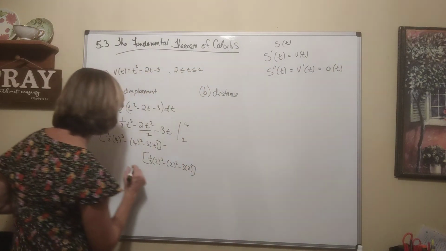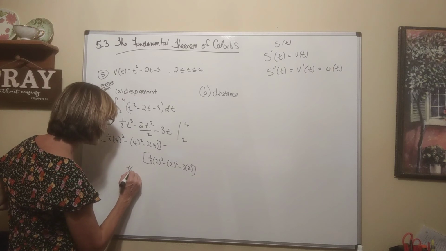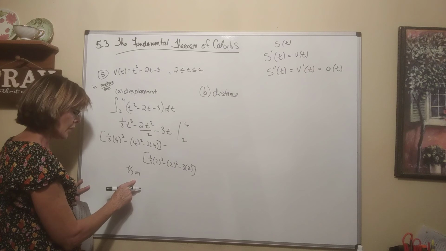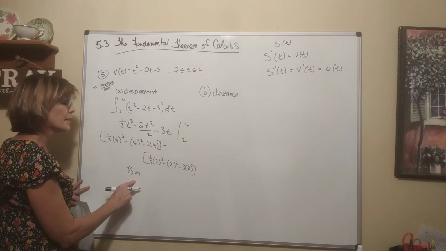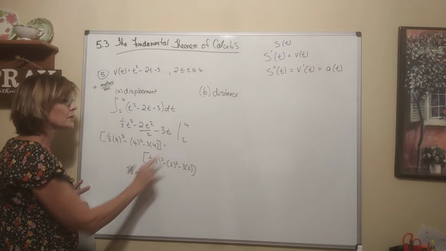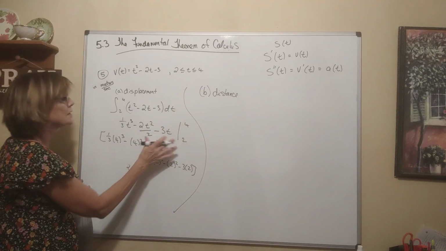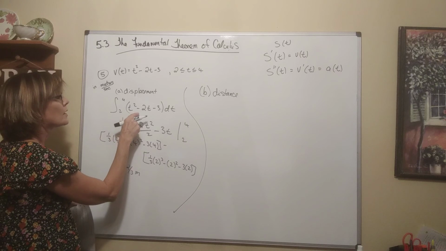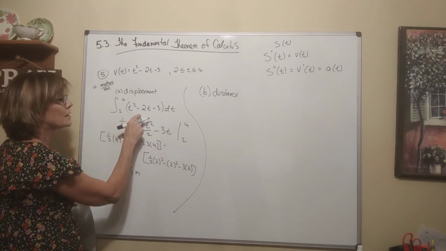And what does this mean? This means that this particle ended up 2/3 of a meter away from where it started. That is not the distance it traveled. Let's calculate the distance. How could we set this up? Well, let's look at the velocity function. Where is this positive and where is this negative?